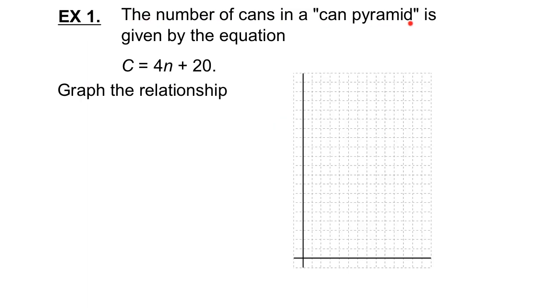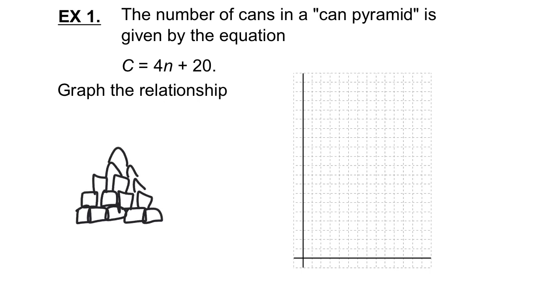So here's the first example. The number of cans in a can pyramid is given by this equation, and we're going to graph the relationship. Just so you can visualize this, a can pyramid would be you have a bunch of cans side by side, and then you're stacking a bunch of cans on top of those to make a pyramid. So in order to make a graph, we have to first figure out what our variables are. We have C and N. C would be the number of cans, but what's N? Well, N is going to be the number of rows. So 1 row, 2 rows, 3 rows, 4 rows, 5 rows, etc.